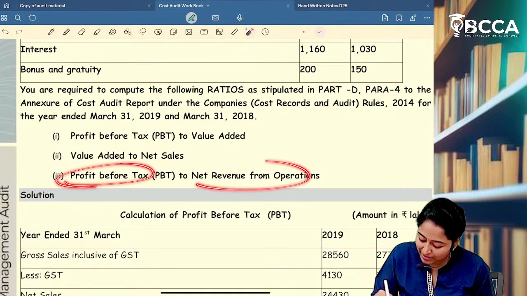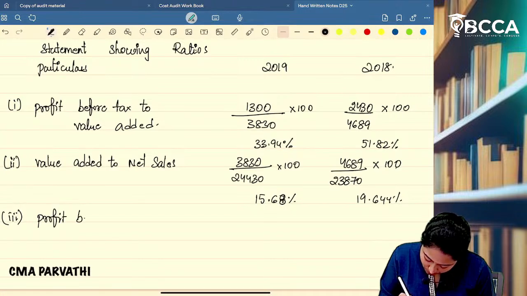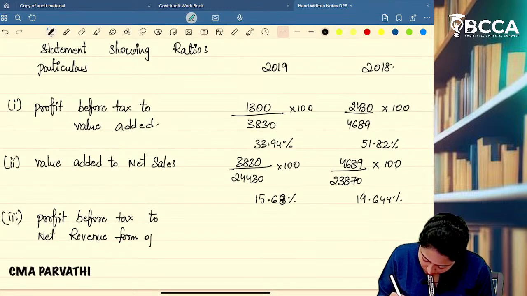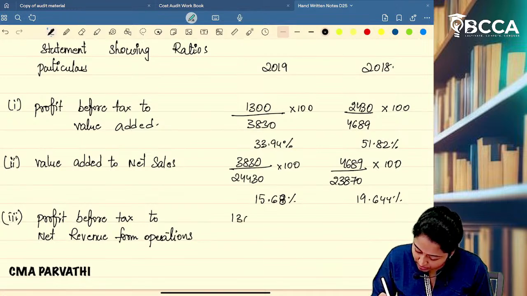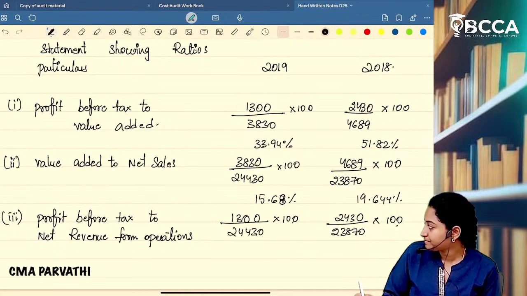Next, profit before tax to net revenue from operations. 1,300 divided by 24,430 into 100. Here 2,430 divided by 23,870 into 100.